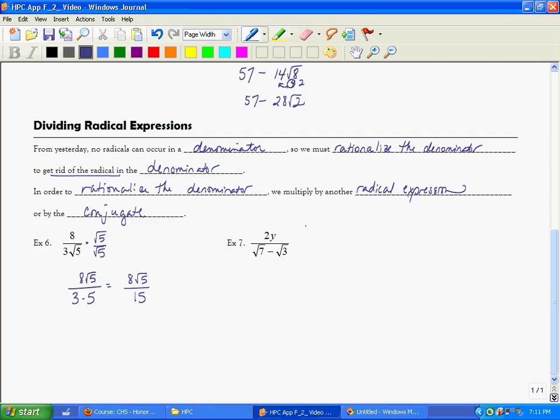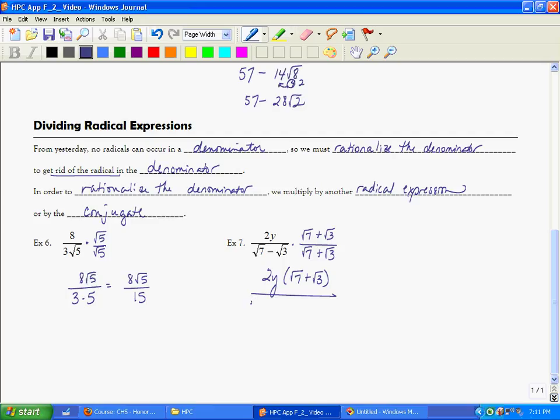Second one, we have two radicals with a minus sign in the middle. We have to multiply by the conjugate. We're going to make it look like a big 1 by multiplying the numerator and the denominator by square root of 7 plus square root of 3. In the numerator, we're going to multiply and keep it separate in case we can cancel. In the denominator, you're going to FOIL.